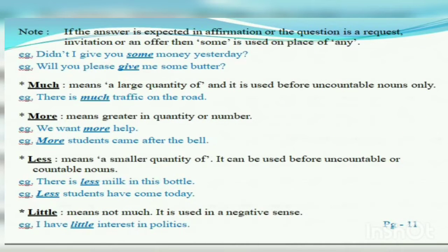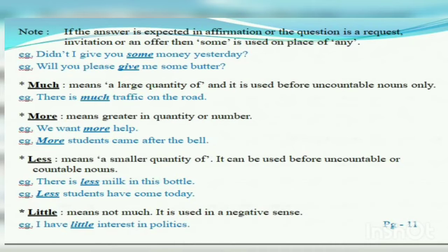But remember one thing, if the answer is expected in affirmation or the question is a request, invitation or an offer, then we use some instead of any. For example, didn't I give you some money yesterday? Or will you please give me some butter?